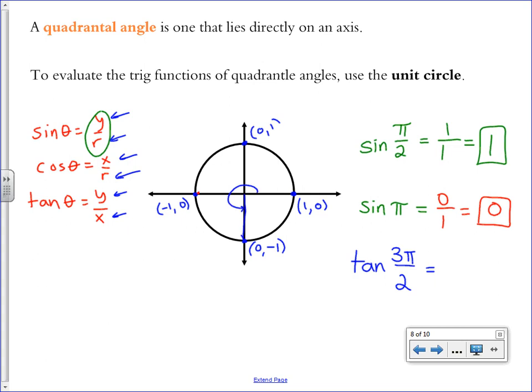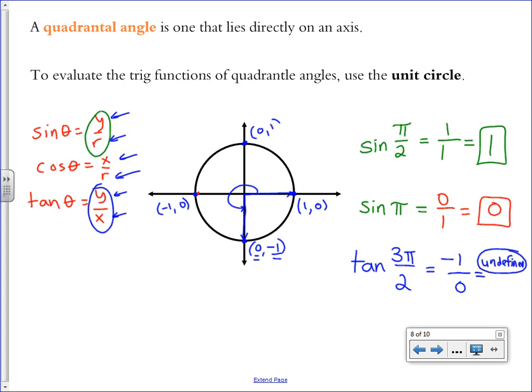So I'm looking at this point, 0, negative 1, and I have to do for a tangent a y divided by an x. So I'm looking at the y value of negative 1 divided by the x value of 0. And anytime I have 0 on the denominator of the fraction, which is only going to happen in a tangent case, then we're going to say that the answer is undefined. So when x is 0, then tangent is going to be undefined.